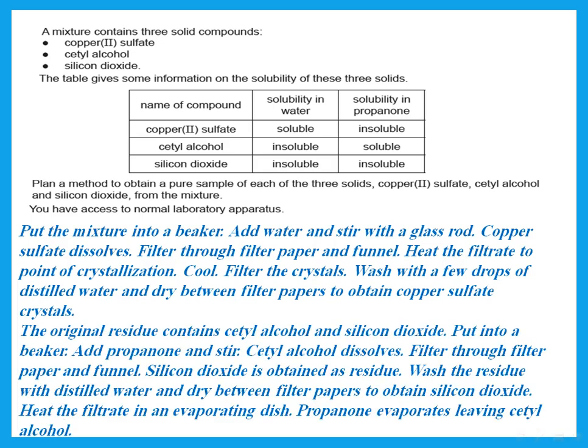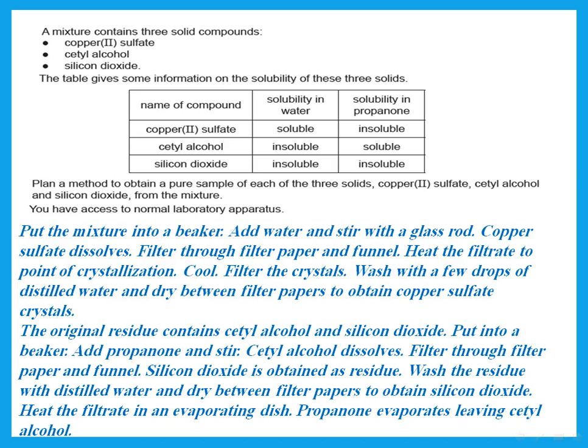Then I will take the residue that was in the funnel and that contains the cetyl alcohol and the silicon dioxide. I put it into a beaker. I add the other solvent now, the propanone. When I add the propanone, it is the cetyl alcohol that would dissolve.